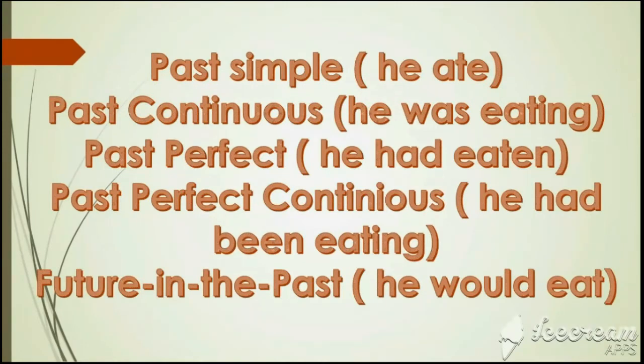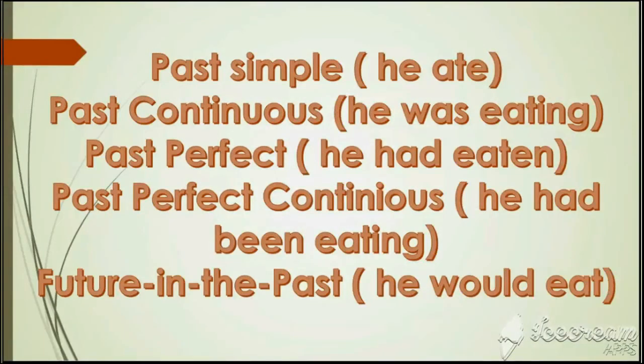Past simple, he ate. Past continuous, he was eating. Past perfect, he had eaten. Past perfect continuous, he had been eating. And one more interesting, future in the past, he would eat. Which one to choose for the subordinate clause? It depends on context. Let's play.